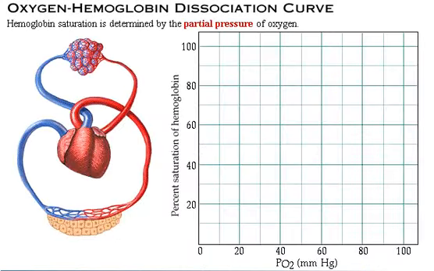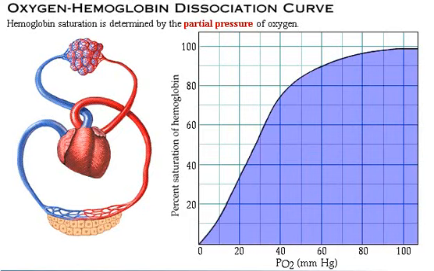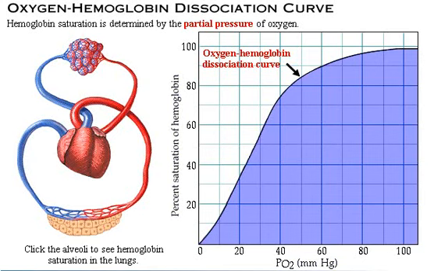The degree of hemoglobin saturation is determined by the partial pressure of oxygen, which varies in different organs throughout the body. When these values are graphed, they produce the oxygen-hemoglobin dissociation curve. Notice that the axes on the graph are partial pressure of oxygen and percent saturation of hemoglobin. Click the alveoli to see hemoglobin saturation in the lungs.